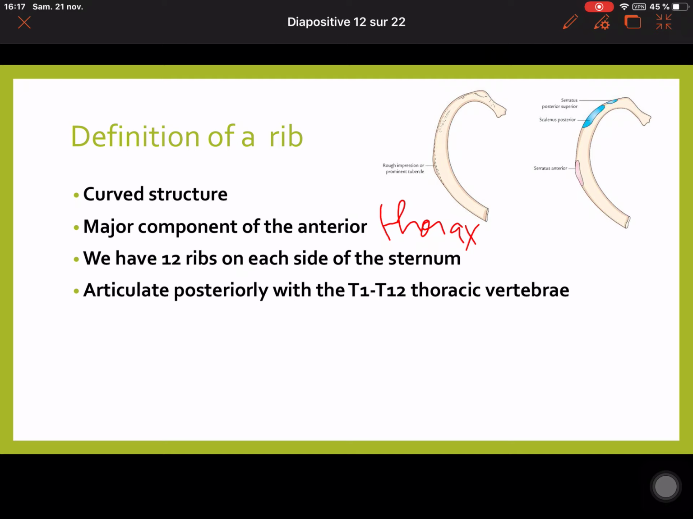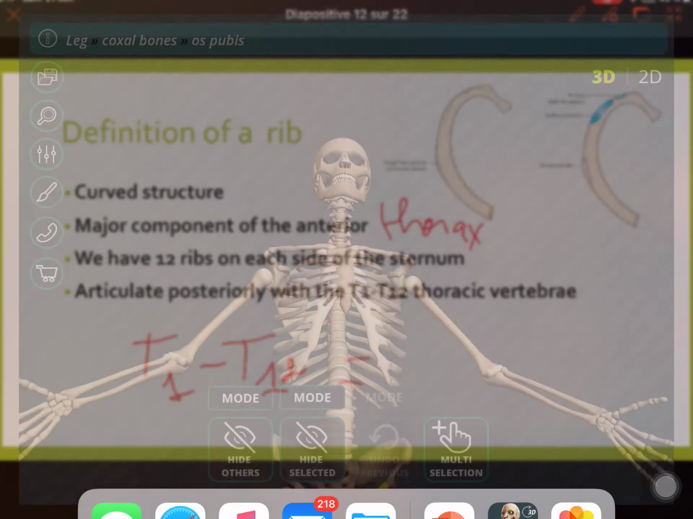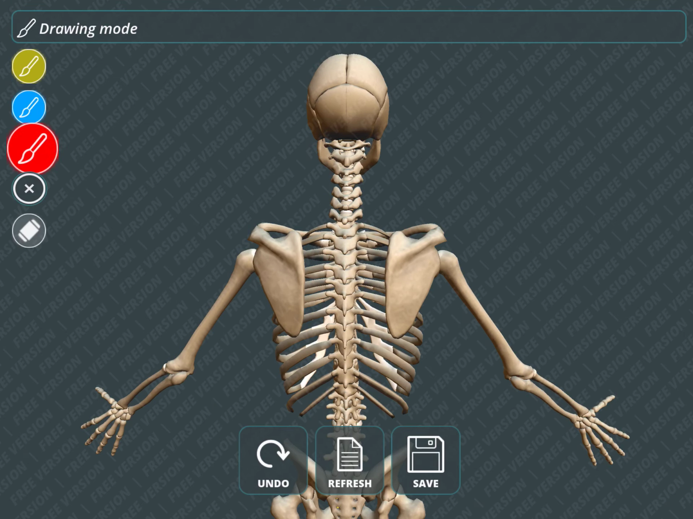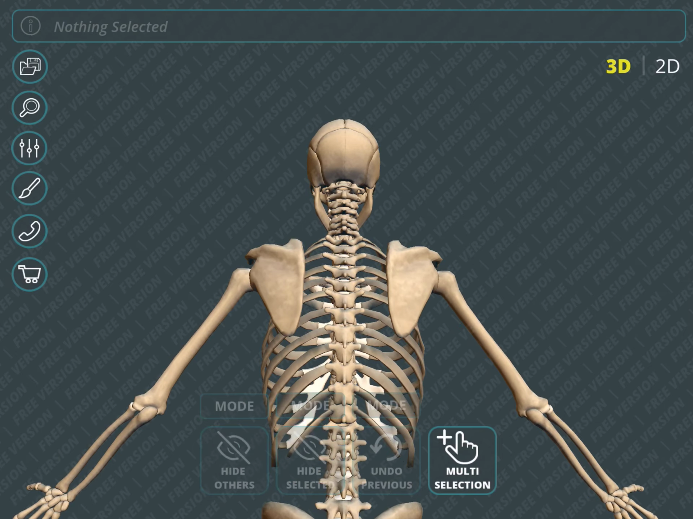The ribs articulate posteriorly with the T1 to T12 thoracic vertebrae. We will discuss the vertebral column later, but we have 12 thoracic vertebrae from T1 to T12, all attached with the rib cage. Here, this is the vertebral column. Here we have 12 thoracic vertebrae from T1 to T12, attaching with the 12 ribs.